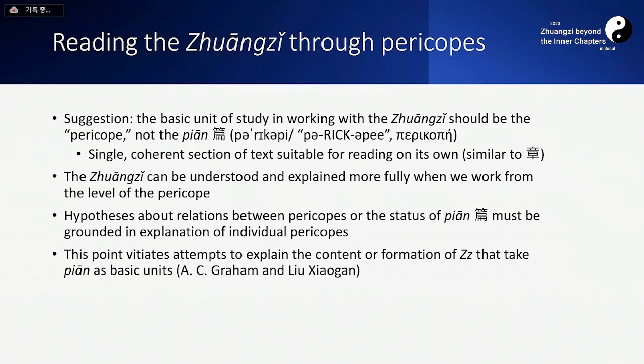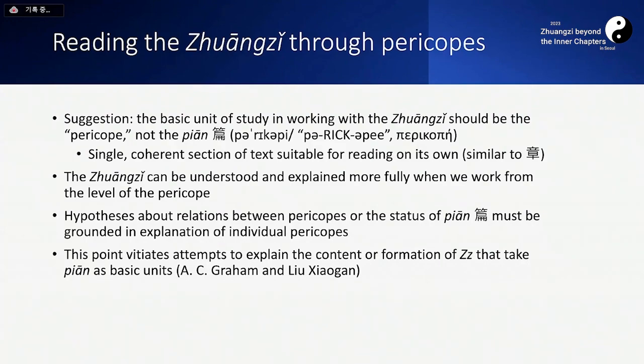So a cornerstone of the approach that I want to advocate is that we take the basic unit of study in working with the Zhuāngzǐ to be the pericope, and not the Piān, not the group of Piān, nor certainly the entire Zhuāngzǐ anthology. The pericope was probably the most likely primary unit of production and transmission of the Zhuāngzǐ materials. The Piān, of course, as we all know, was originally a physical unit, referring to the material that the texts were written on, and not a literary unit, referring to the organization of their content.